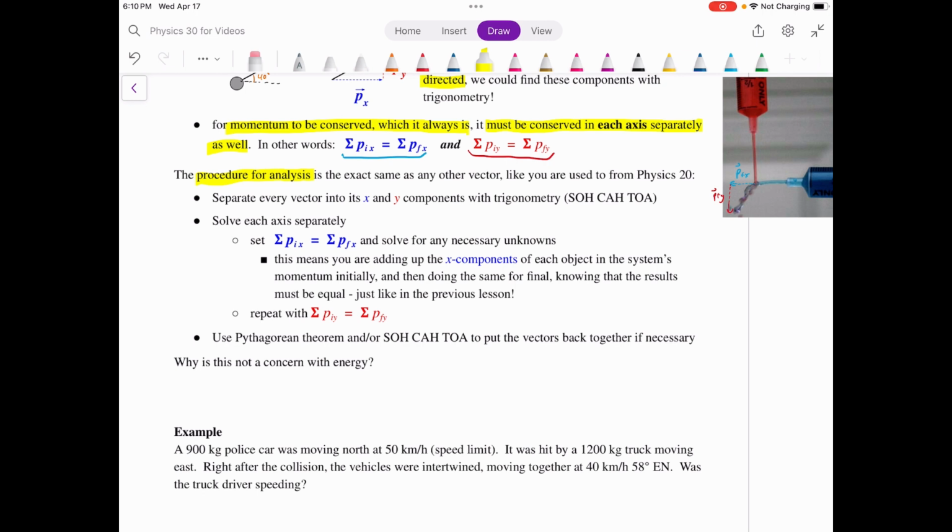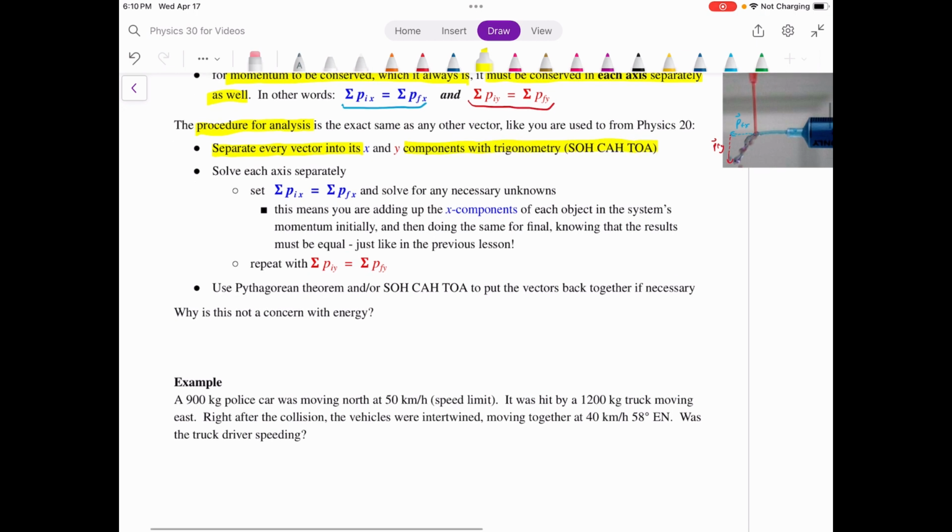Walking east doesn't undo how far you've walked north, right? Only walking south can undo how far you've walked north, right? So X's can only really be added to X's, Y's can only really be added to Y's, right? So that's why if we're going to add them all up, first we have to separate them all into their X and Y components with trig, right? With SOHCAHTOA, okay? And then we just do a conservation of momentum calculation in each axis separately.